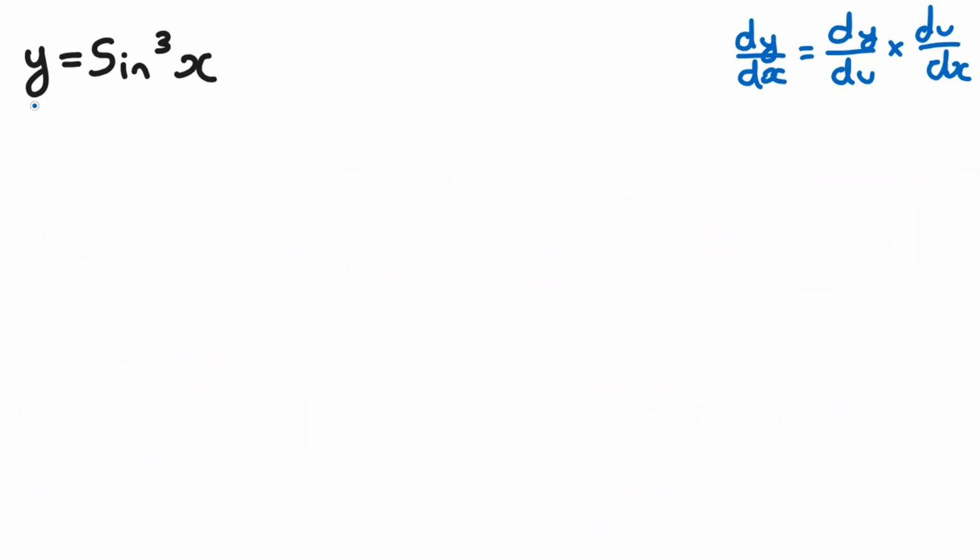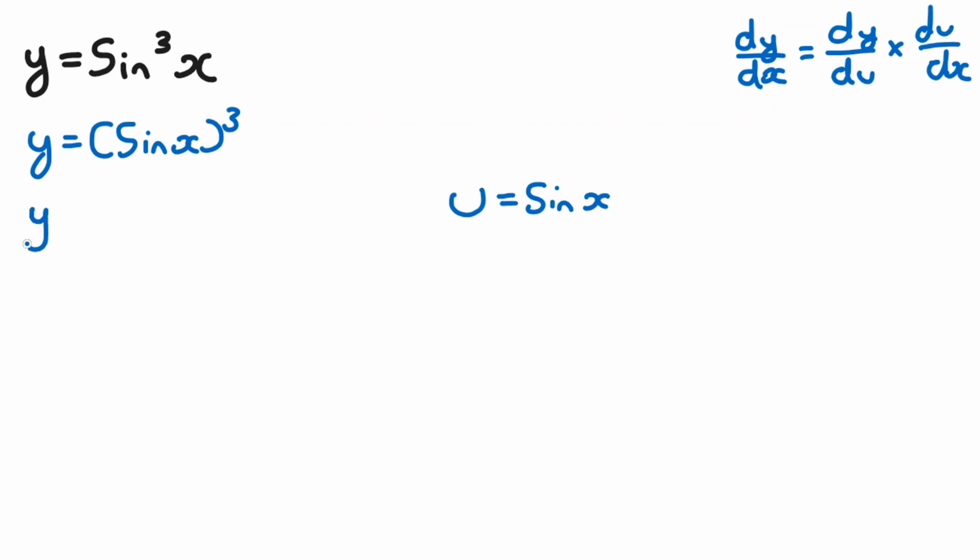So here's another example where we have y is equal to sin cubed of x. To make it easier to understand why we want to use the chain rule on this, I'm going to rewrite this as sin x to the power of 3. These two are the same thing, it's just different ways of writing them. And hopefully you can see that the inner function is the sin x and the outer function is this power of 3 here. So we're going to make u the substitution for the inner function, which is sin x, and therefore we can write y as u to the power of 3.